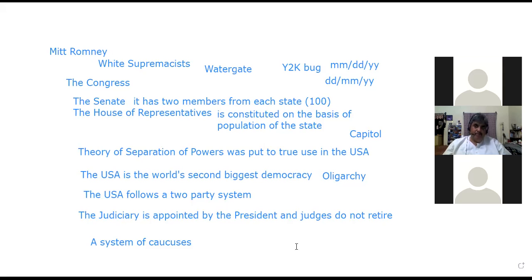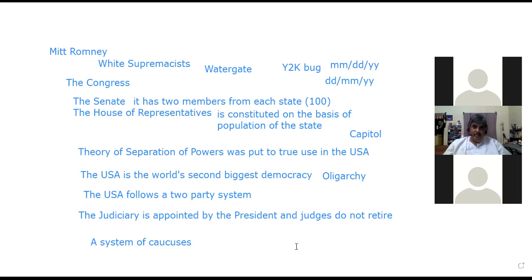People expected Bernie Sanders, who is a much younger person than Joe Biden, to become the Democratic candidate. But Joe Biden somehow got the vote from the caucuses.